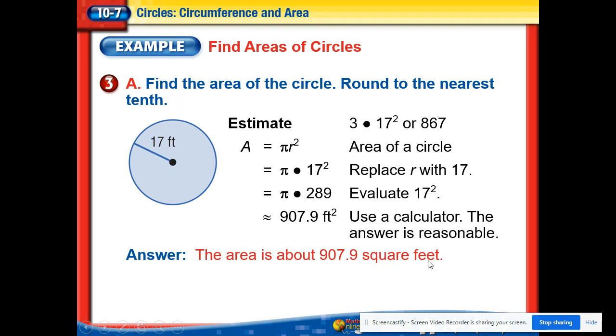Now notice we put the square feet in here because we're talking about area now. Circumference is just the distance around, so it stays in feet. When we're talking about the area on the inside, that's a square foot.